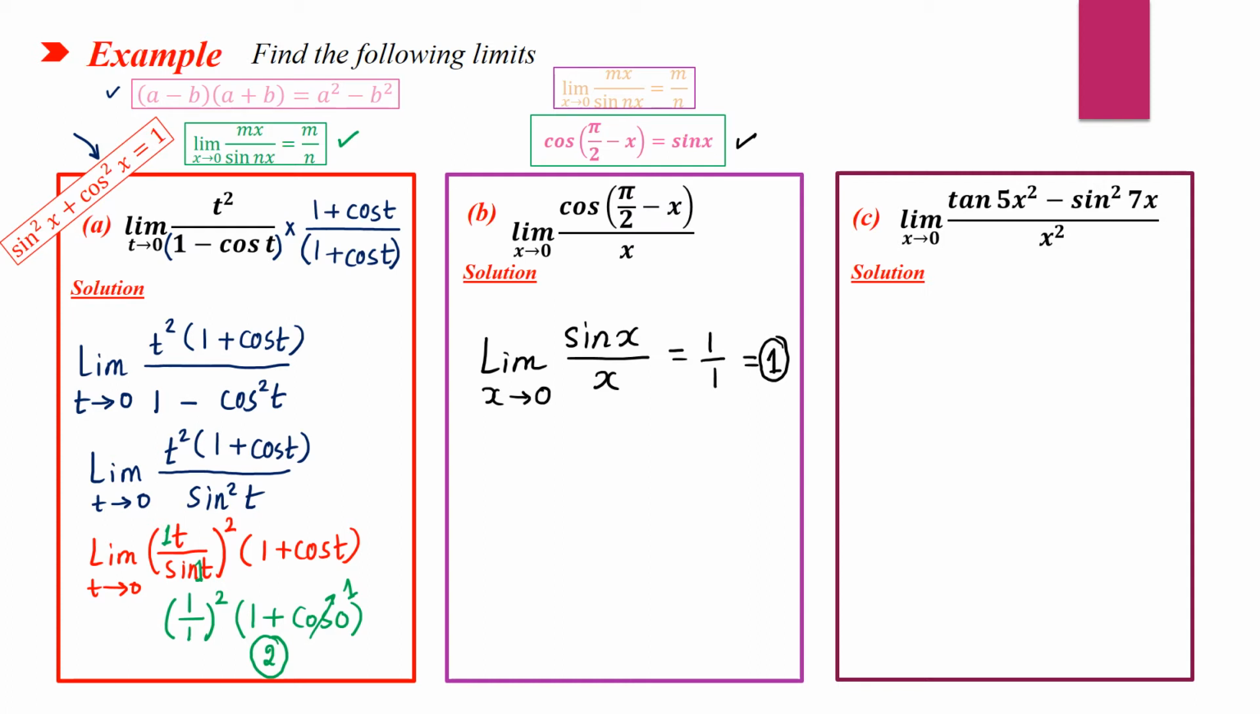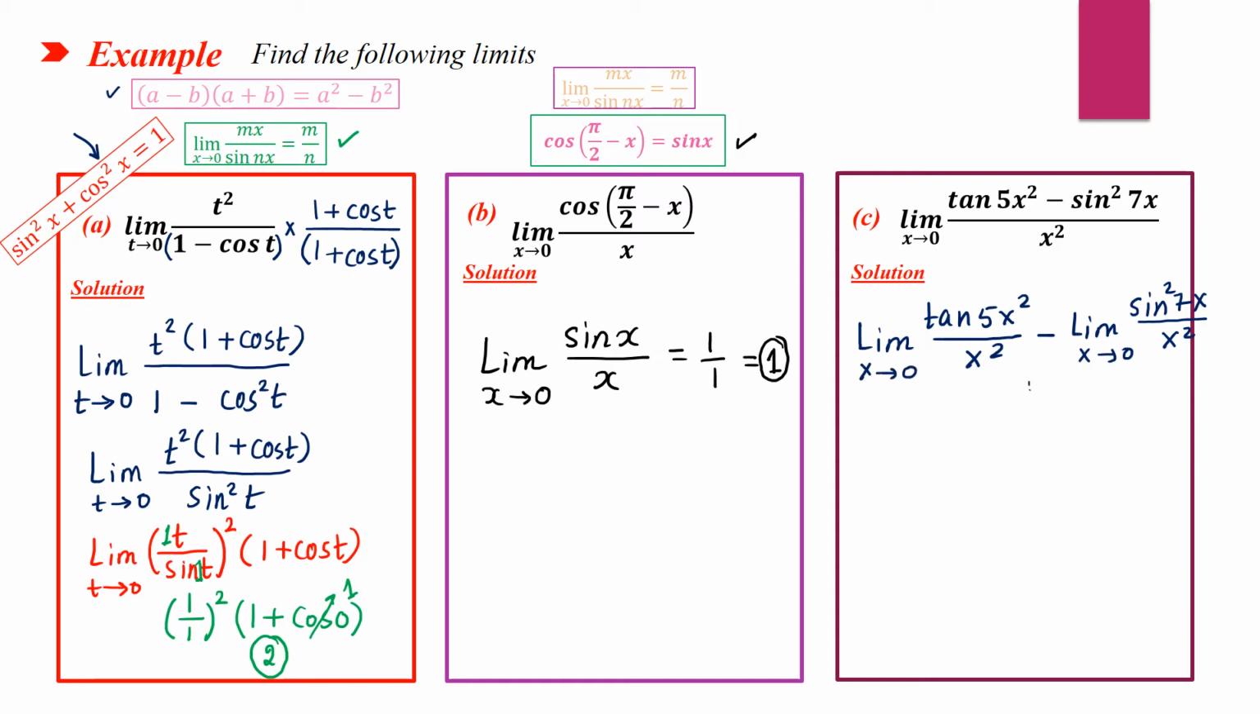In part C, you have to distribute the denominator over the two terms in the numerator. So we have the limit of tan 5x squared divided by x squared, minus the limit of sine squared 7x divided by x squared, when x goes to 0.